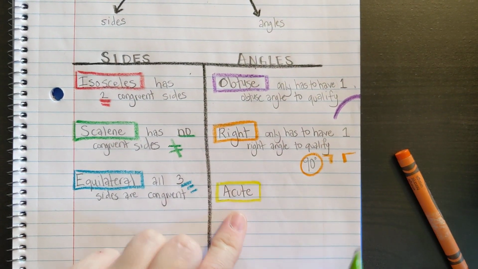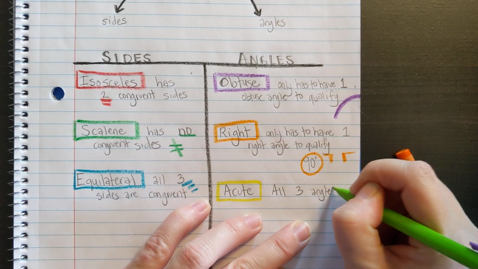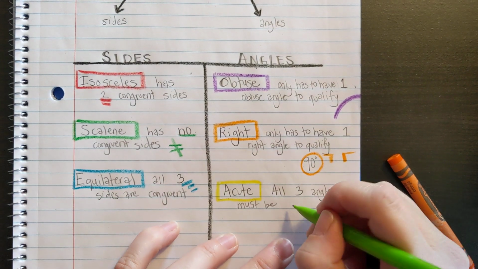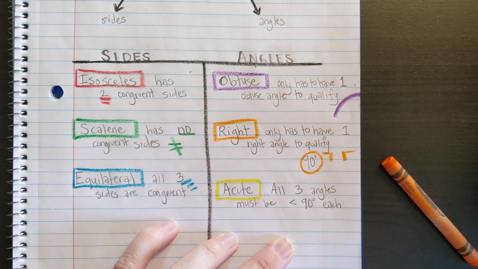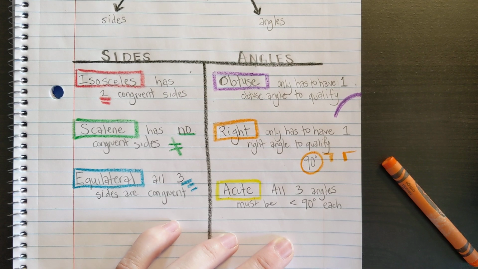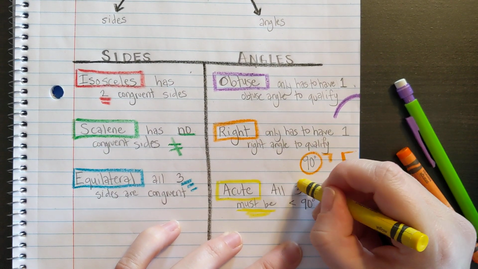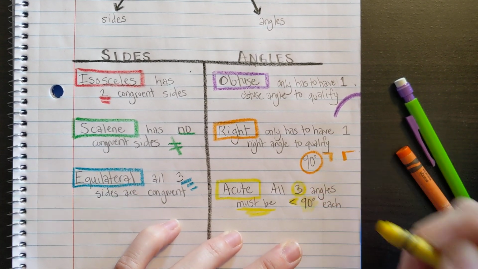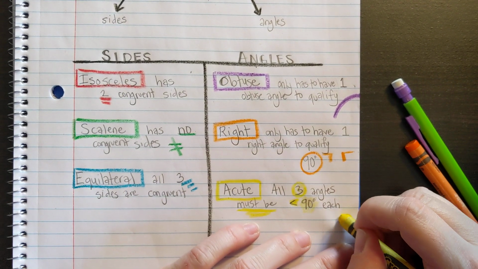So in order to be acute, all three angles must be less than 90 degrees each. All three angles have to be less than 90 degrees each. Okay, they must be, that's important, all three less than 90 degrees each, and the mark that's given for that is just a little tiny arch that's given on the angle.